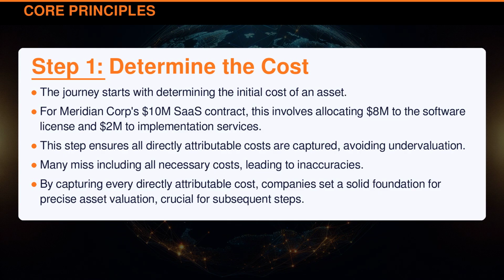The journey starts with determining the initial cost of an asset. For Meridian Corporation's $10 million SaaS contract, this involves allocating $8 million to the software license and $2 million to implementation services. This step ensures all directly attributable costs are captured, avoiding undervaluation. Many miss including all necessary costs, leading to inaccuracies. By capturing every directly attributable cost, companies set a solid foundation for precise asset valuation, crucial for subsequent steps.